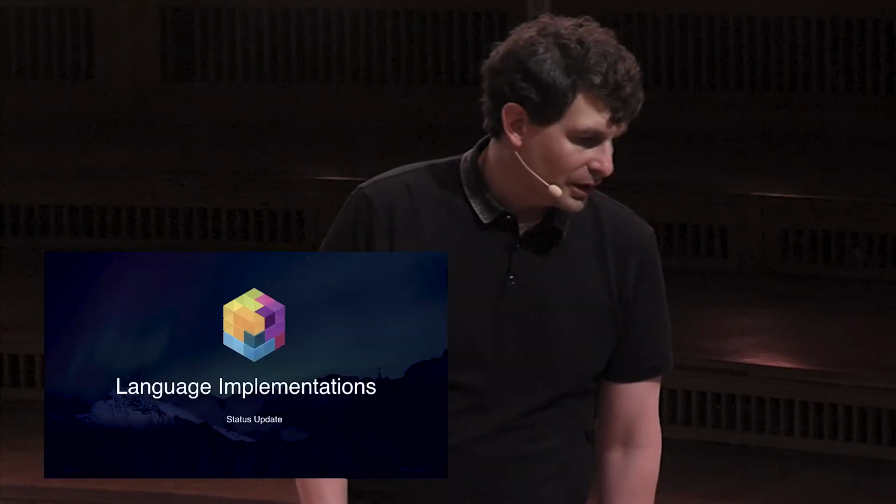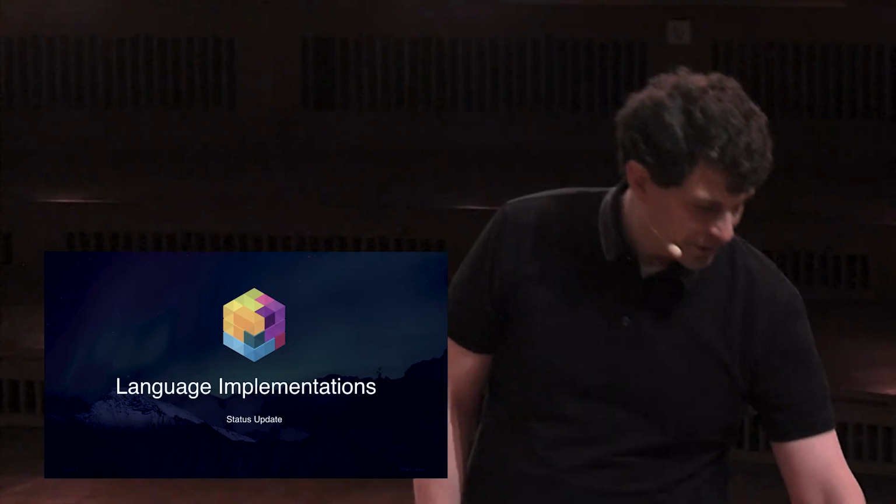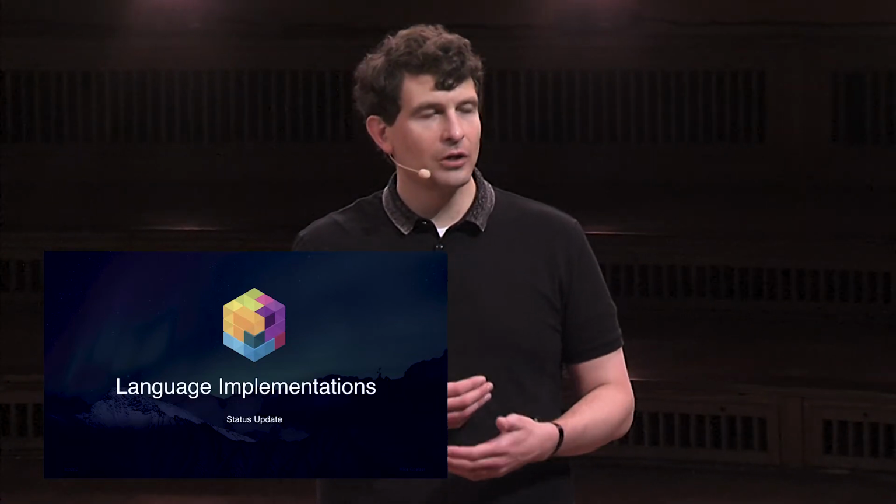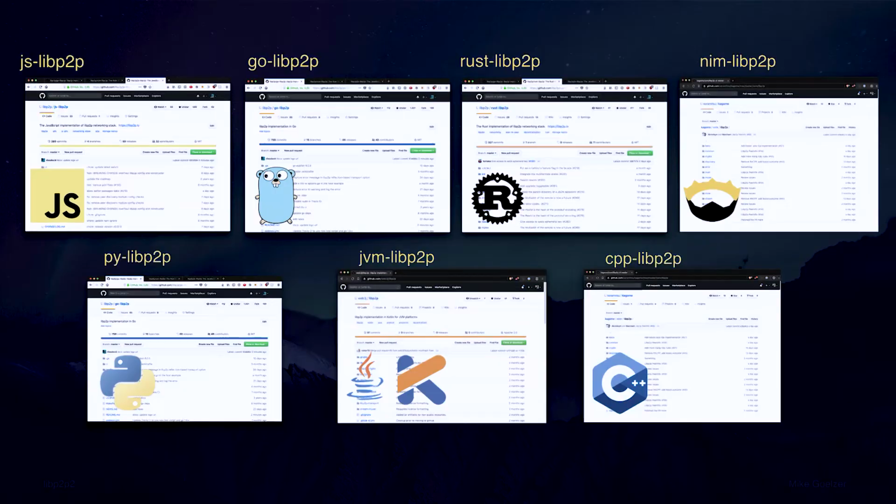Let me just talk a little bit about the language implementations. As I mentioned, there's 7 of them. And there they are again. So the 3 original ones are the most mature. I think we tend to use go-libp2p as the de facto reference implementation. It's not officially, but it's sort of in practice. It's the reference implementation that we point people to when there's ambiguity in the spec and they want to know, okay, how do I make myself compatible?